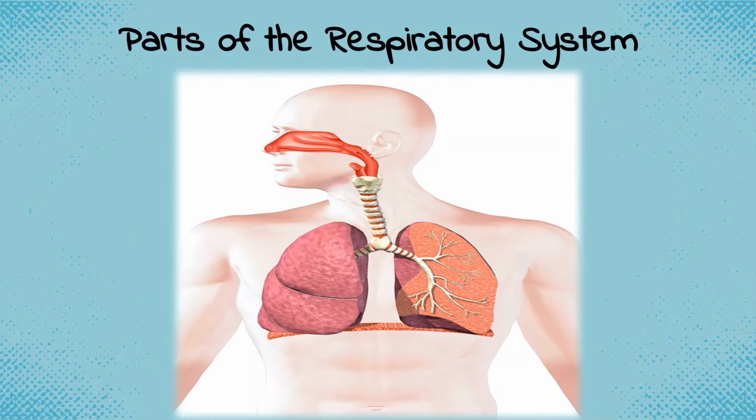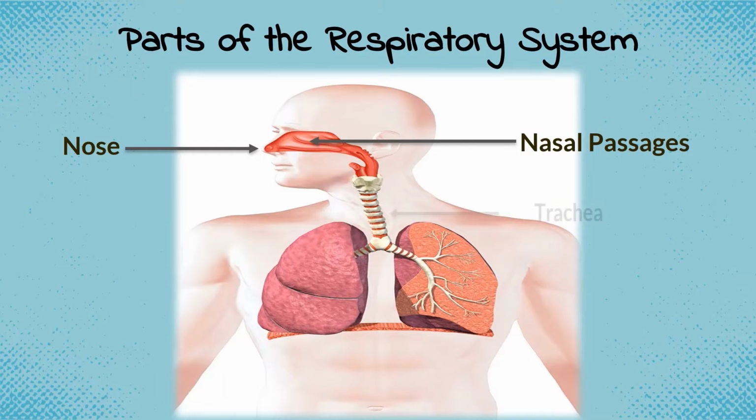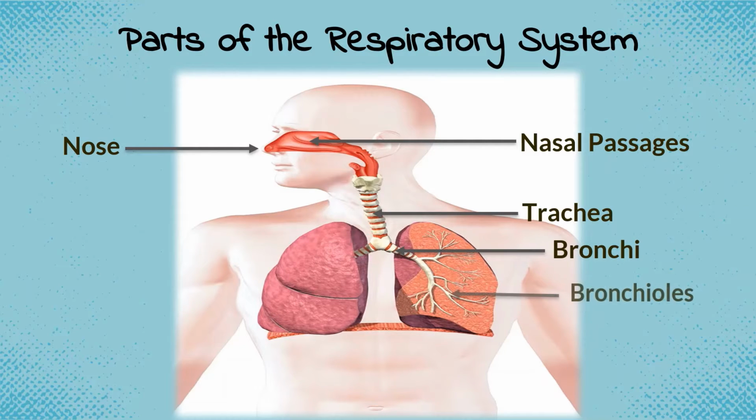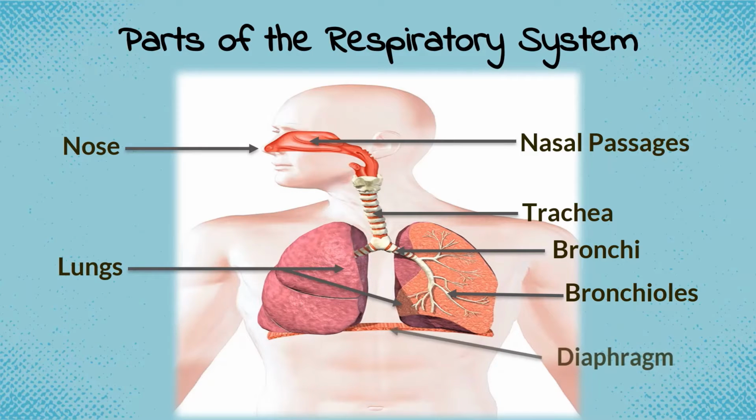Let's check out the different parts of the respiratory system. There are three major parts of the respiratory system: the airway, the lungs, and the muscle of respiration. The airway includes the nose, the nasal passages, trachea, bronchi, and bronchioles. Then the lungs, and lastly, the muscle of respiration, which is the diaphragm.